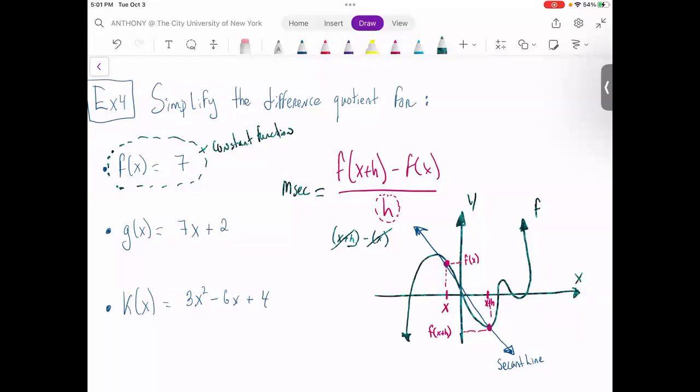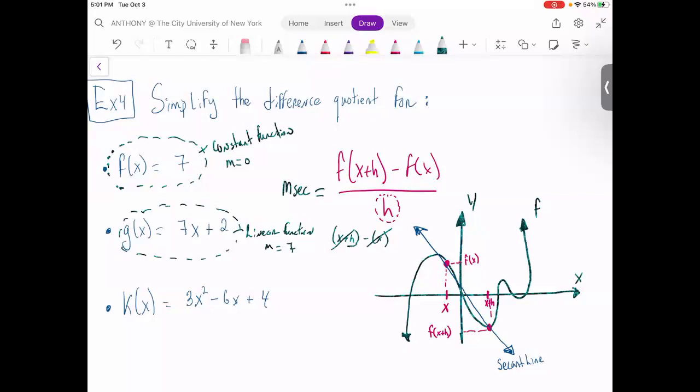What type of function is g of x equals 7x plus 2? It's a linear function. We know that graph is a line. For this linear function, you know its slope, right? Our slope is 7. So for the constant function, we have a slope of 0. For the linear function, you have a slope of 7.